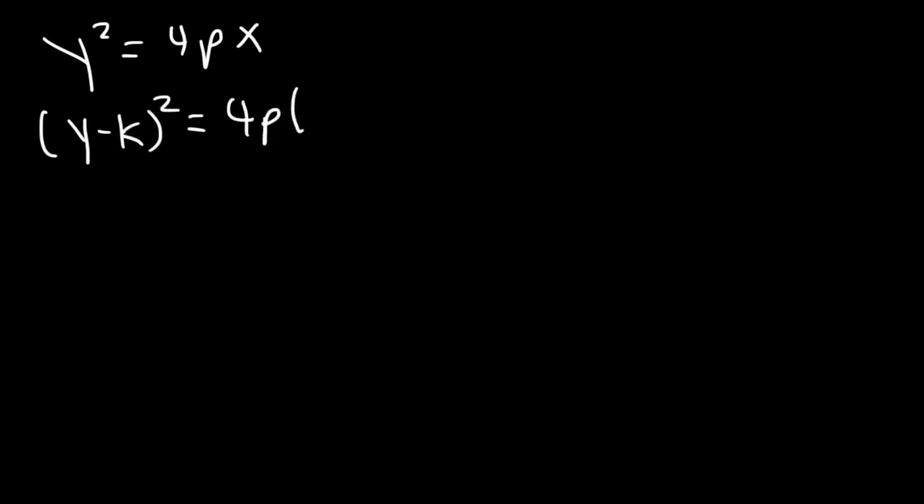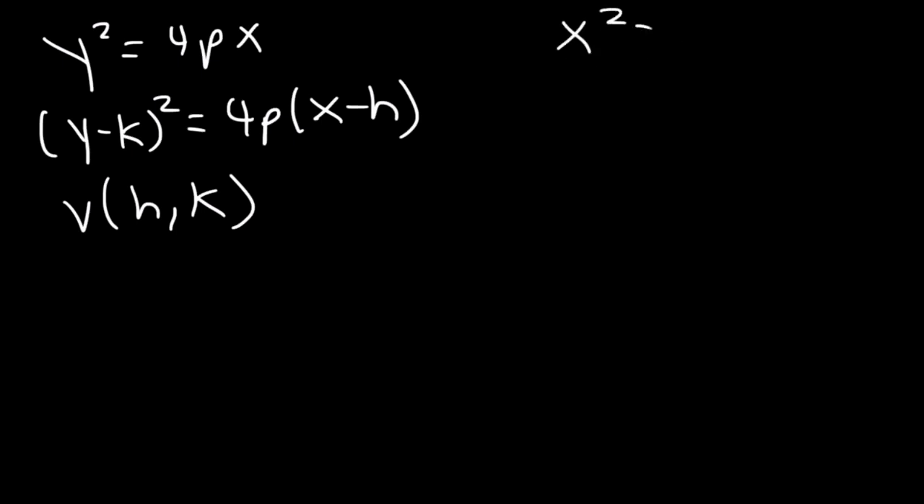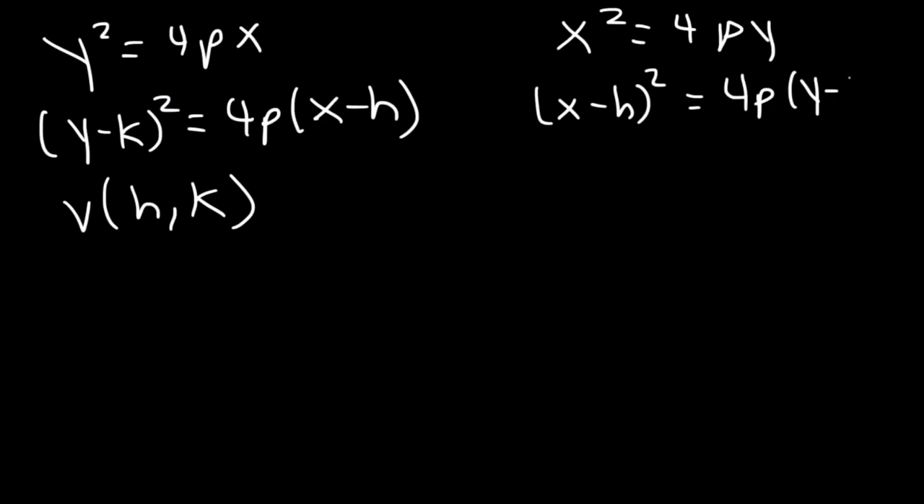Now let's say the graph is shifted. Instead of y squared is equal to 4px, it's y minus k squared is equal to 4p times x minus h. And we'll go over some examples, but if the vertex is not at the origin, this is going to be the equation if it opens to the right or to the left. If it opens up or down, we need to modify this equation like this. It's going to be x minus h squared, which is equal to 4p times y minus k. And the vertex will still be h and k. And we'll talk about how to find the focus and the directrix.